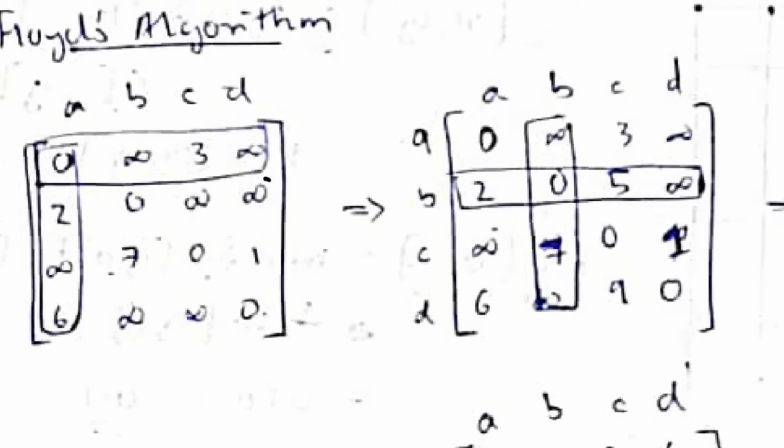For the next one, it's infinite and 2. So infinite plus 2 is also infinite, so I'll be not making any change here. And here it's infinite plus infinite. 7 is smaller, so I'll keep it as it is. And here infinite plus infinite, and here it is 6 plus infinite, and here it is 3 plus 6. 3 plus 6 is 9. It's less than infinite, so I'll make it as 9 here.